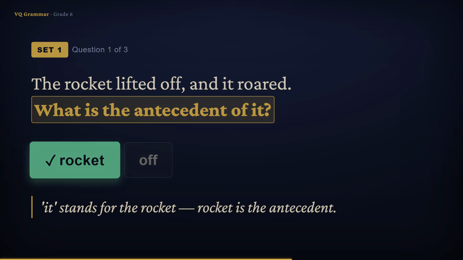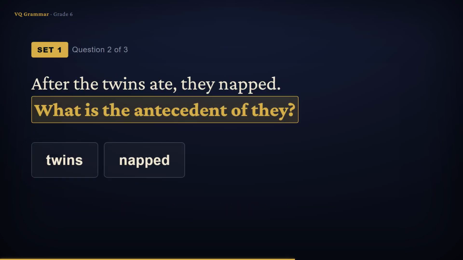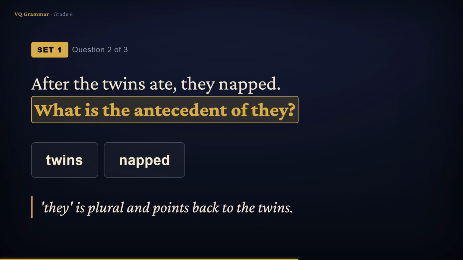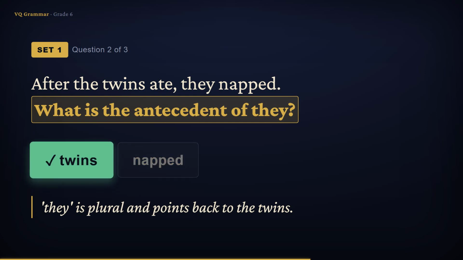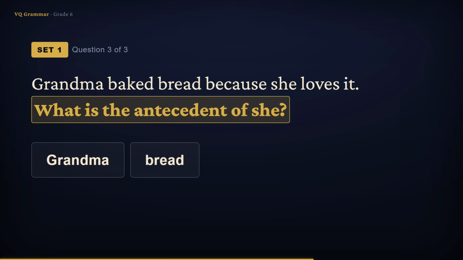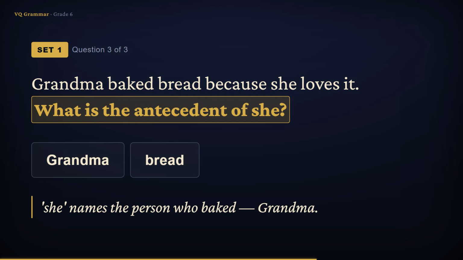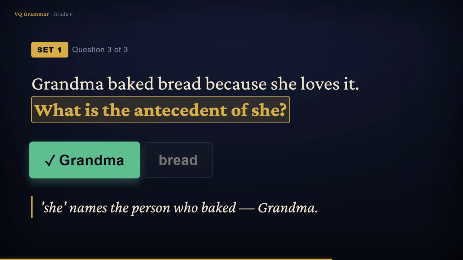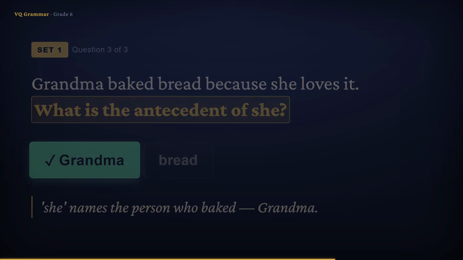The antecedent is rocket. After the twins ate, they napped. Who took the nap? The twins did, and they is the pronoun standing in for them. Notice it's plural because twins is more than one. The antecedent is twins. Grandma baked bread because she loves it. There are two nouns here, grandma and bread, so be careful. The word she names a person who does the loving, and that's grandma. Bread is what the pronoun it stands for, so the antecedent of she is grandma.